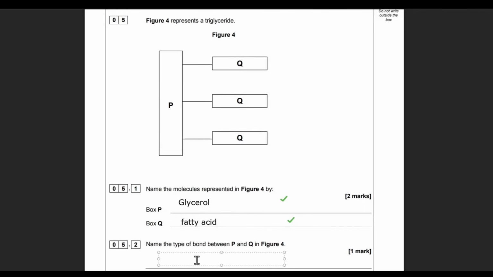Name the type of bond between P and Q. Hopefully you know the name of the bond. It's an ester bond, not a phosphodiester bond, which is most likely the most common mistake. If you put that there, you're halfway there. But phosphodiester bonds are found in nucleotides or between nucleotide monomers within a polynucleotide like RNA or DNA. Okay, let's move on.